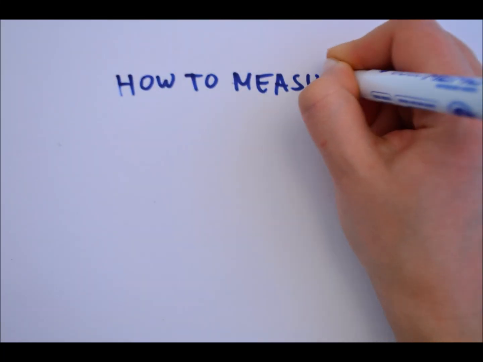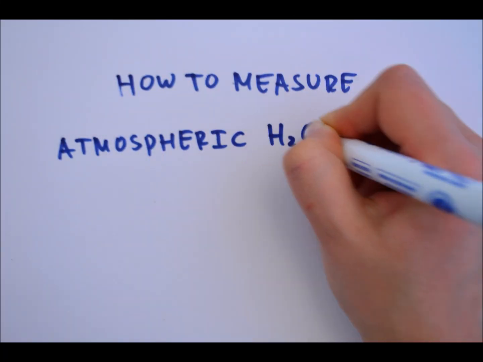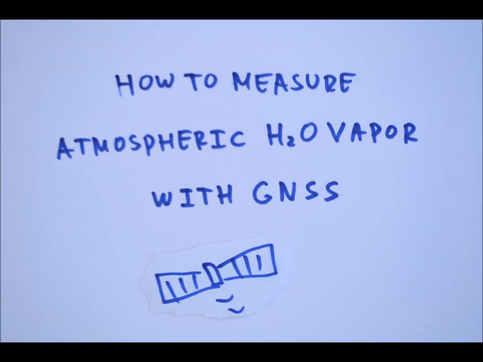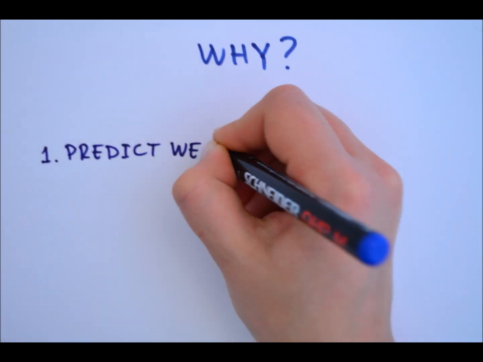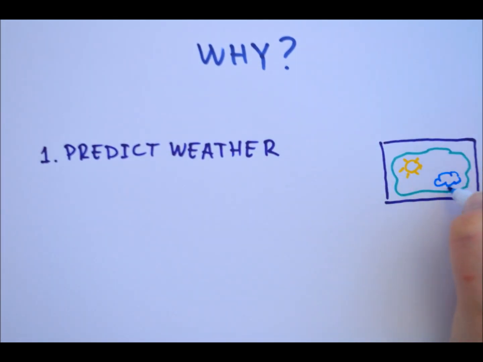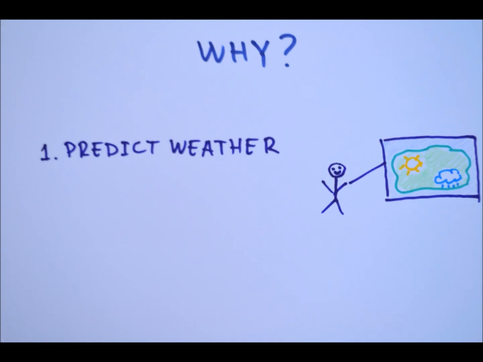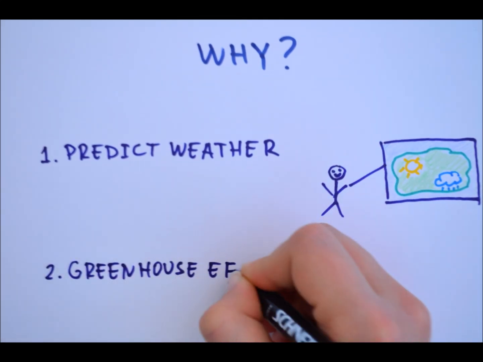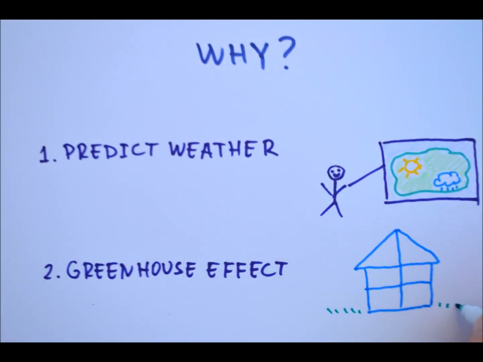This video is about how to measure the atmospheric water vapor with the Global Navigation Satellite Systems. But you may ask, why is water vapor important for us? Well, firstly, it helps us to predict the weather, because it's the main source of water in the rain clouds. And secondly, it's the most abundant greenhouse gas, accounting for 70% of atmospheric warming effect.